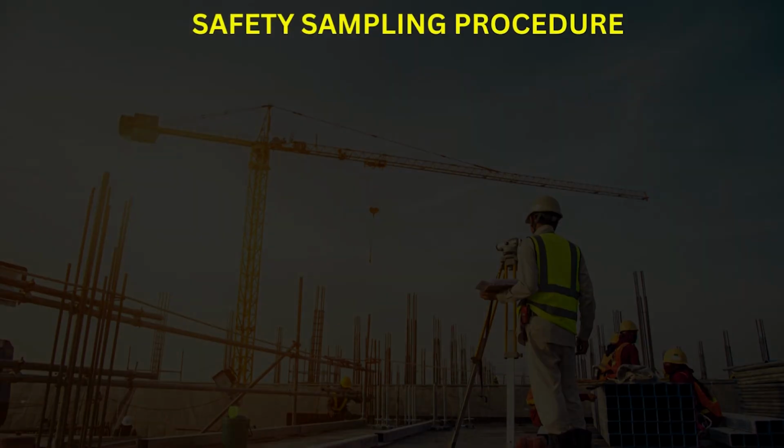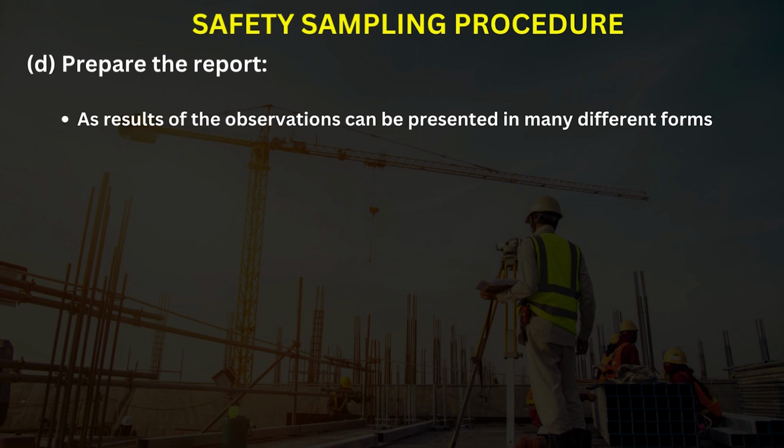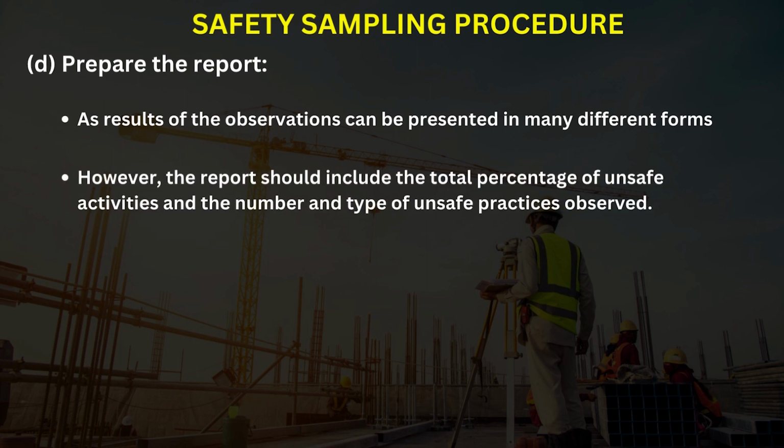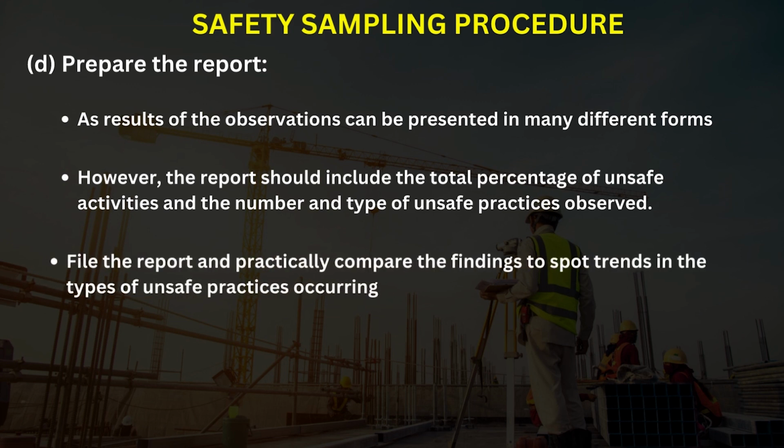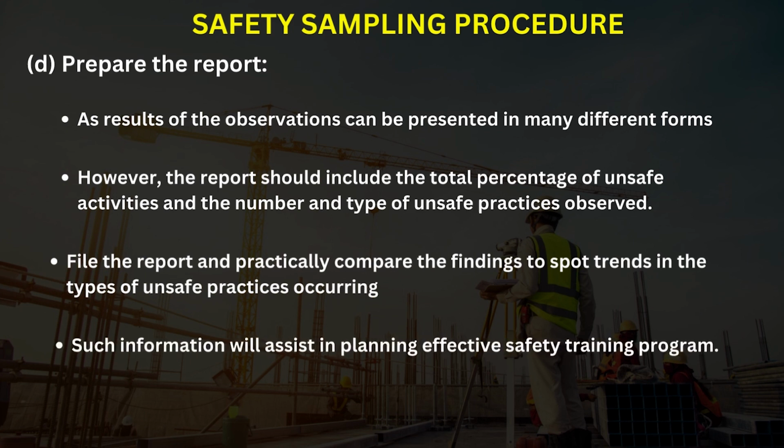After completing the sampling procedure, prepare a report. The results of the observation can be presented in many different forms. However, the report should include the total percentage of unsafe activities and the number and types of unsafe practices observed. File the report and periodically compare the findings to spot trends in types of unsafe practices occurring. Such information will assist in planning an effective safety training program.